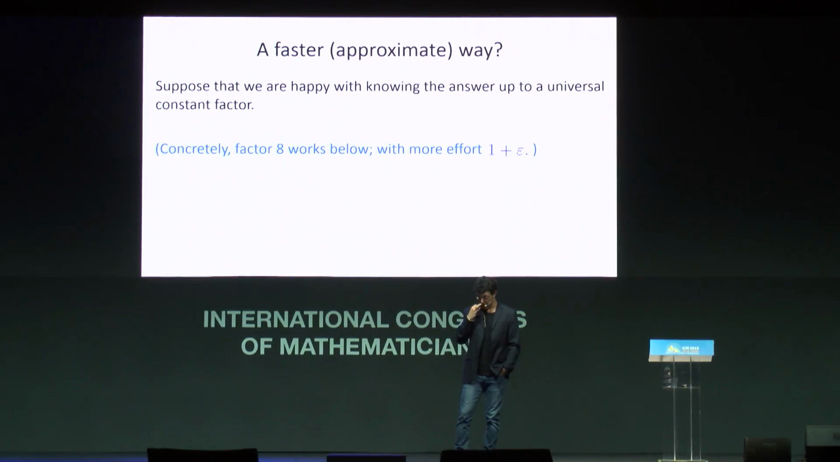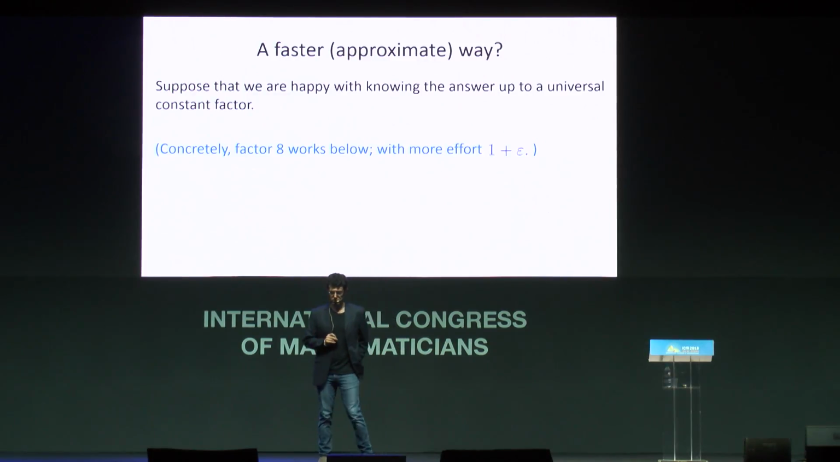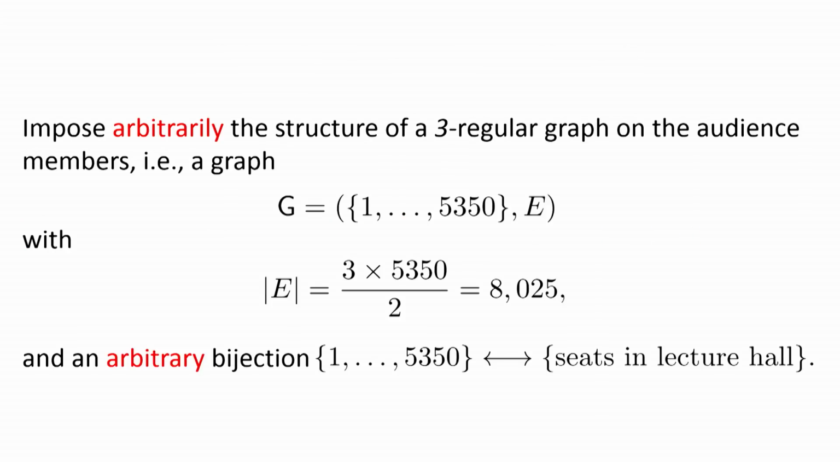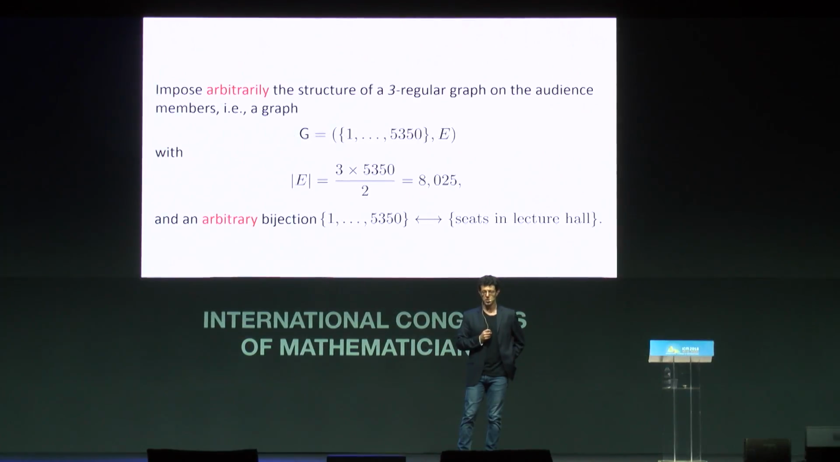Can I do this faster? Suppose I want to know the answer up to a constant factor. The argument I'm going to show below gives easily constant factor 8, but you can actually get it to be 1 plus epsilon. That's not the main point of my talk. So I want to know the average up to a constant factor, and I'm going to propose the following suggestion, which we'll discuss in a second: I'm going to impose structure on all of you, even though a priori there is no structure here.